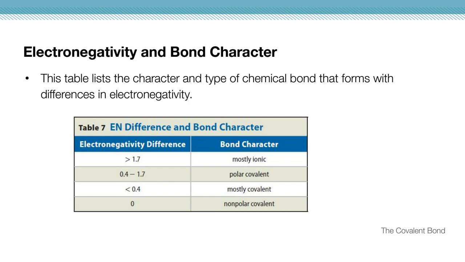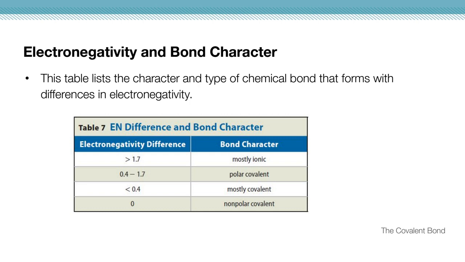Also not a chart you need to memorize, but one you need to understand. This tells you what type of bonds you'll most likely have based on the difference in electronegativity. So, for example, something on the right, like chlorine, that's extremely electronegative, you would take that number and subtract it with what it's bonded with, like magnesium, and the difference between those two numbers will tell you if it's an ionic bond, if it's a polar covalent bond, which we'll talk about what that is in a second.